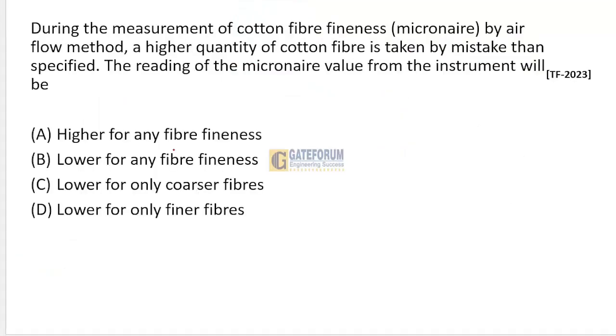It says that during the measurement of cotton fiber fineness, micronaire being a unit of fiber fineness, by the airflow method, a higher quantity of cotton fiber is taken by mistake than is specified. The reading of the micronaire value from the instrument will be. So it is a conceptual question. What they said is that if by mistake the quantity of the fiber taken is higher, then what would be the reading of the micronaire value?